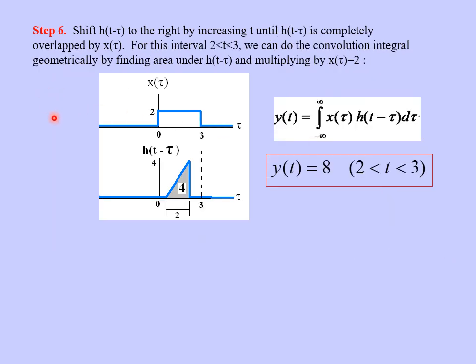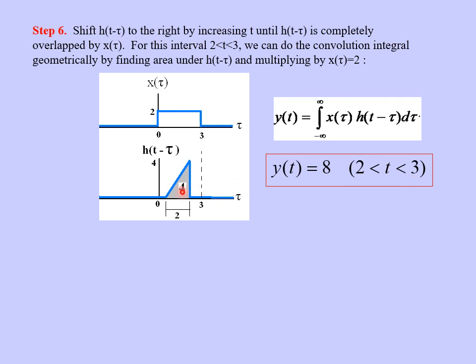So here's the case where t is between 2 and 3. What happens now is our h of t minus tau is completely shifted. Remember, we're starting over here and we're shifting it to the right. Now it's completely inside of this rectangular pulse up here. The good news is that it's much easier to figure out the overlap when we multiply these together. Remember, an integral is just the area under the curve. So we just have the area under this curve here, which is the area of a triangle, 1/2 times base times height. And so that gives us our output, y of t is equal to 8 for the case where t is between 2 and 3.